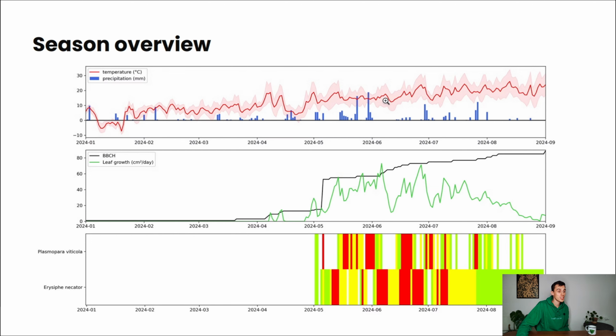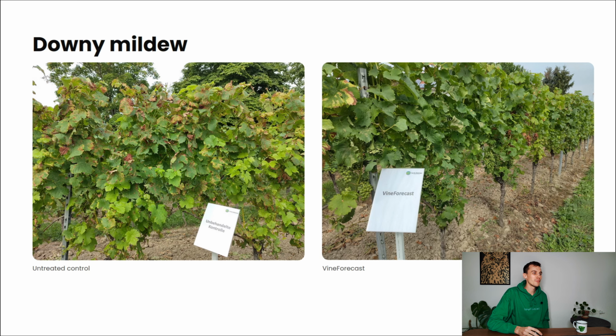Afterwards, warmer temperatures set in again, so that high infection risks of powdery mildew could develop with the outgoing blossom, and powdery mildew actually became the leading disease until the end of the season. Now let's finally have a look at the results of the field trial.